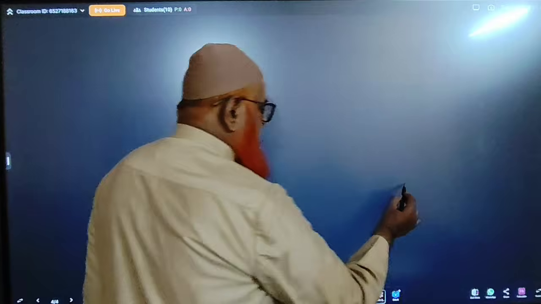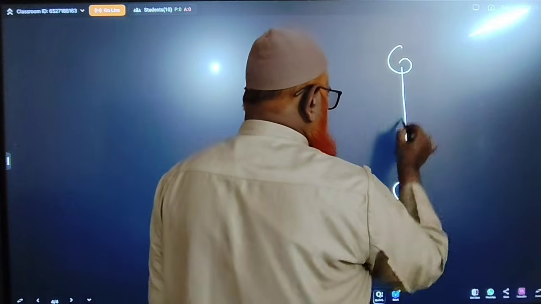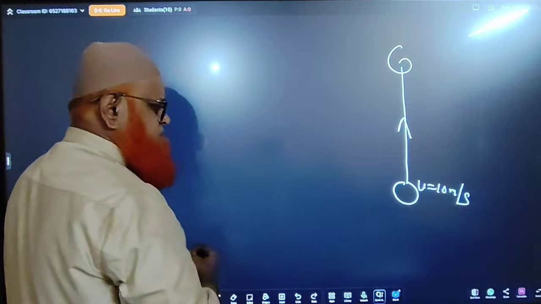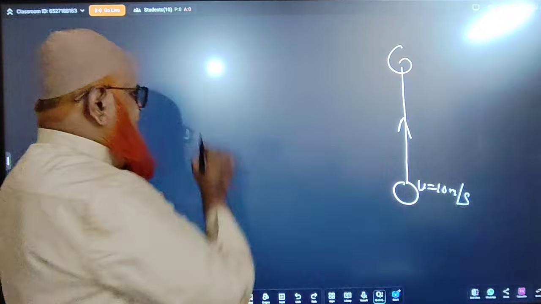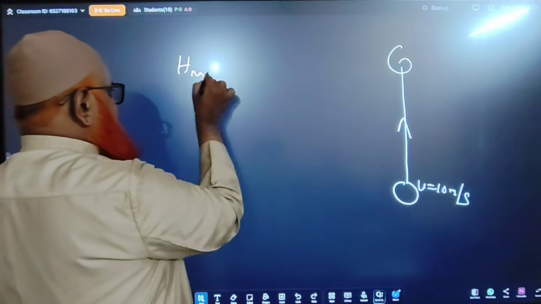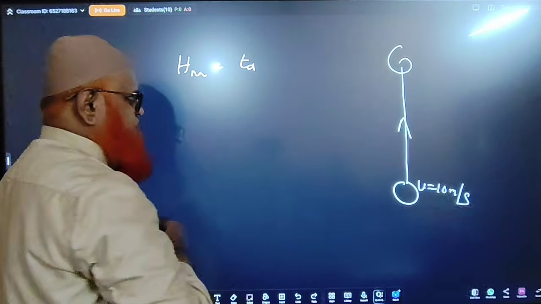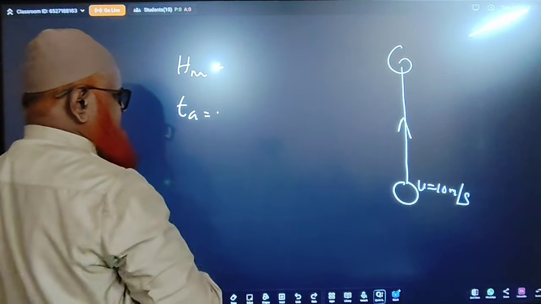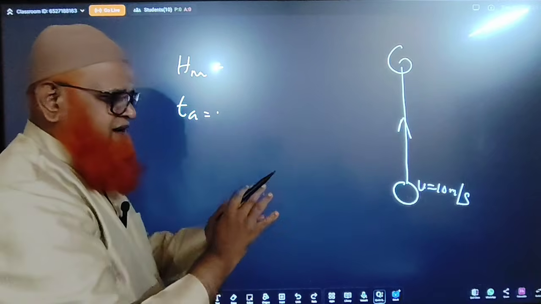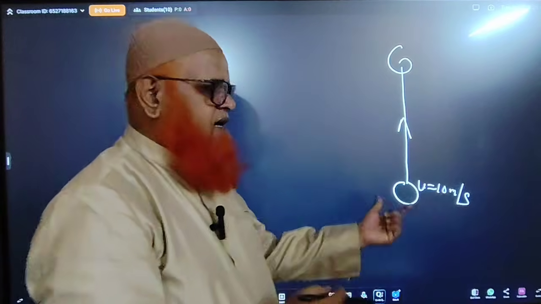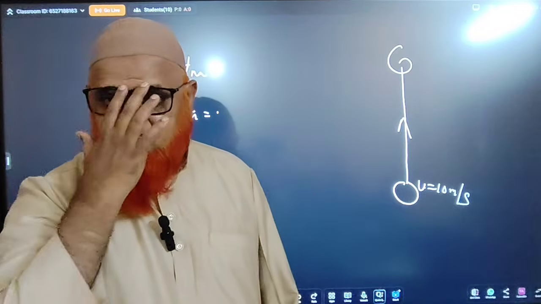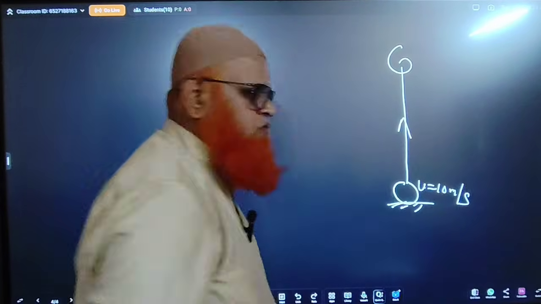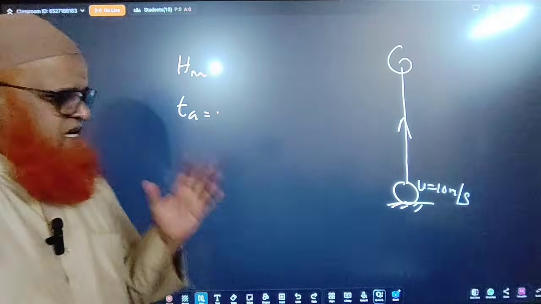I am throwing a body with the initial velocity of 10 meters per second. This much data I will give, that's it. And I am asking to find out what is h maximum and what is time of ascent. I have just given that I am throwing a ball upwards with an initial velocity of 10 meters per second. Then what is going to be the maximum height and time of ascent?